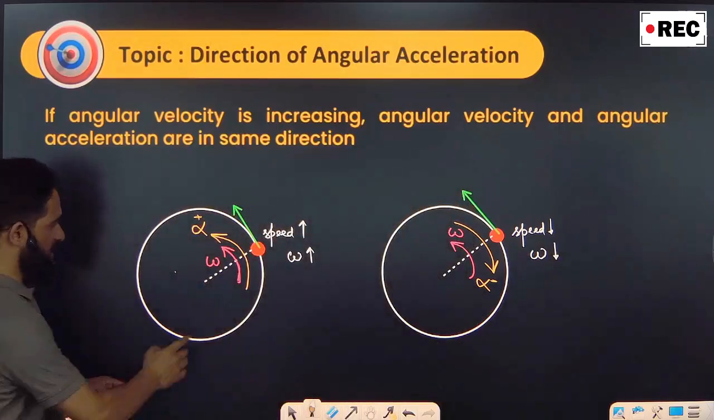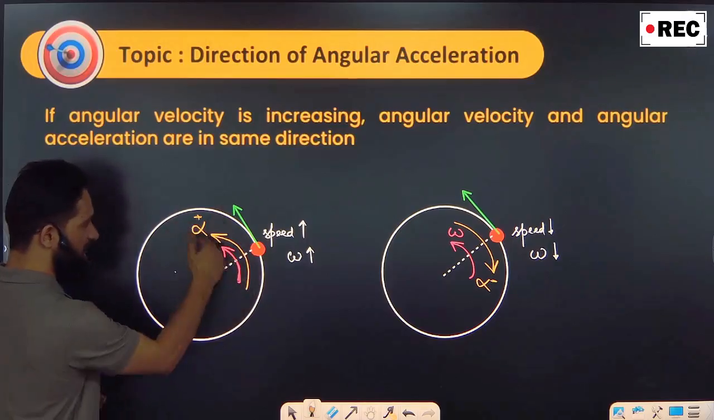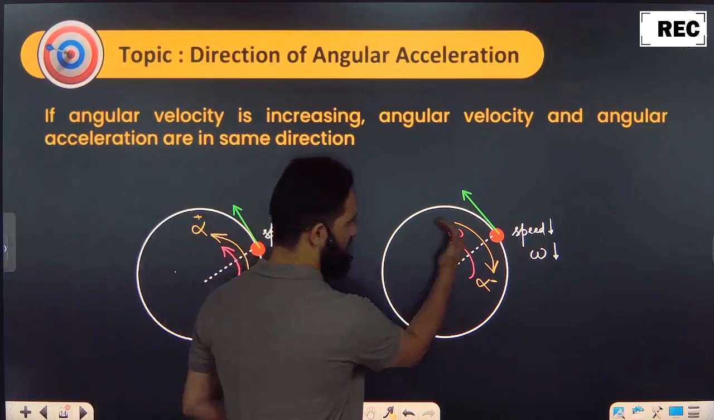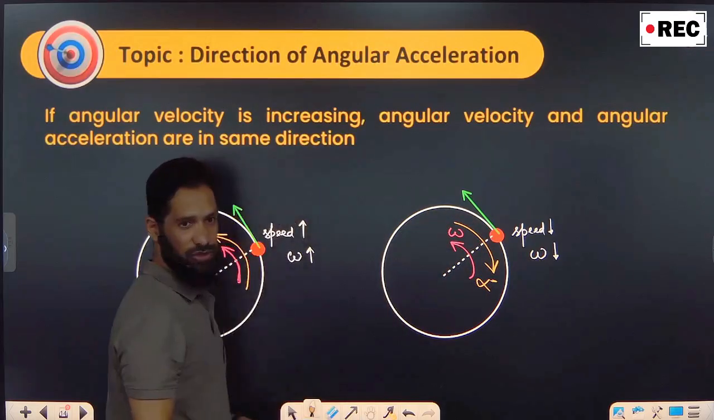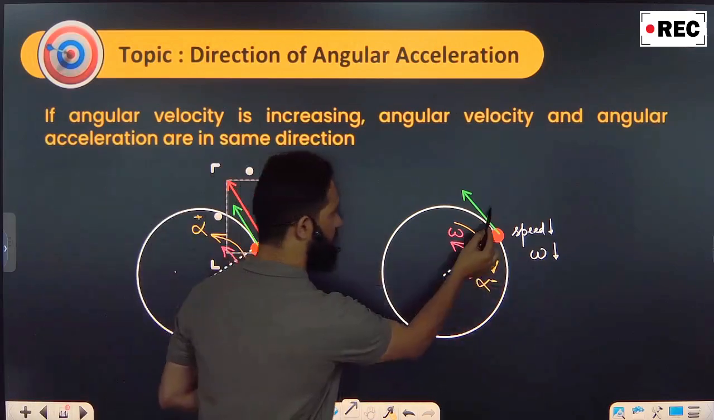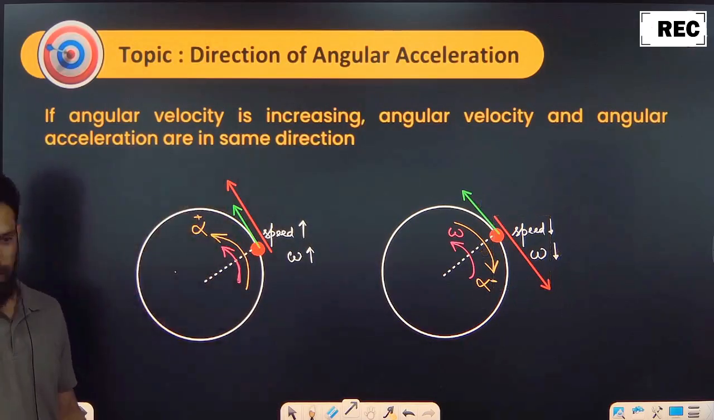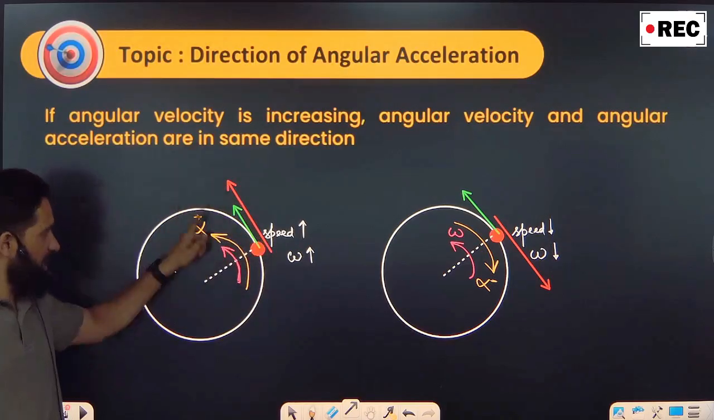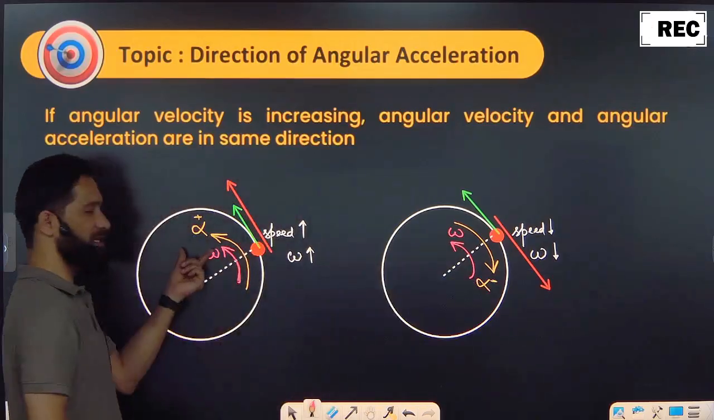Got it? So say omega is anti-clockwise, out of the board. It is speeding up, so alpha should be anti-clockwise, out of the board. The direction should be the same. Here, omega is anti-clockwise, out of the board, but it is slowing down, so alpha should be clockwise, into the board. The wind I am talking about at this instant should be in the same direction in the first case, and in the opposite direction here. And that wind we call force. If the force is such that it moves tangentially and the body is speeding up, alpha will be in the same direction as omega.